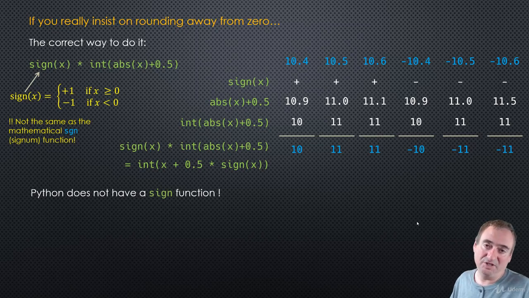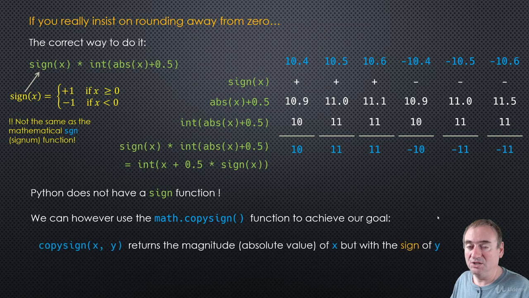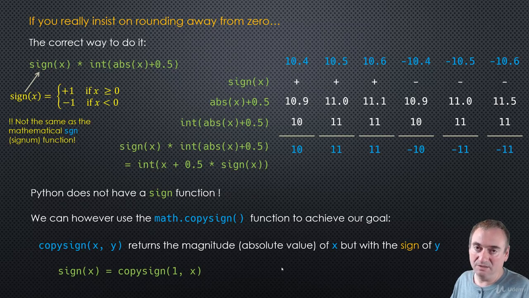Now, Python doesn't have a sign function, but it does have a function in the math module called copysign. Now, how does copysign work? Well, copysign takes two parameters, x and y, and it returns the magnitude or the absolute value of x, but with the sign of y. So in other words, if we do sign of x, that's the same thing as saying copysign of 1 with the sign of x applied to it. That will then return either -1 or +1. Right? If x is greater than or equal to 0, the sign here will be 1, so we'll get 1 back. And if it's negative, we'll get a -1 back. So we can use it that way.